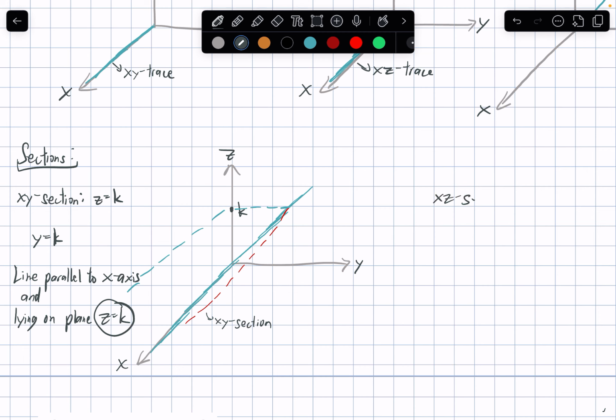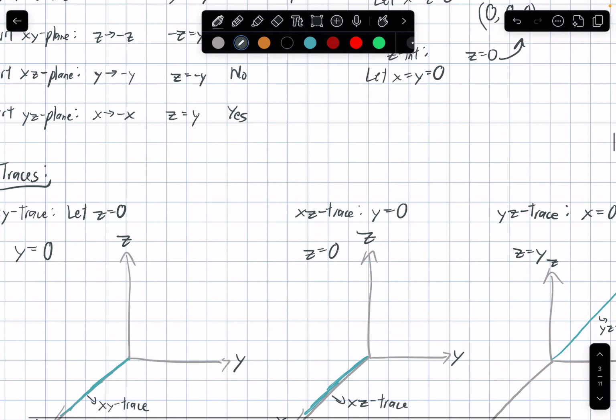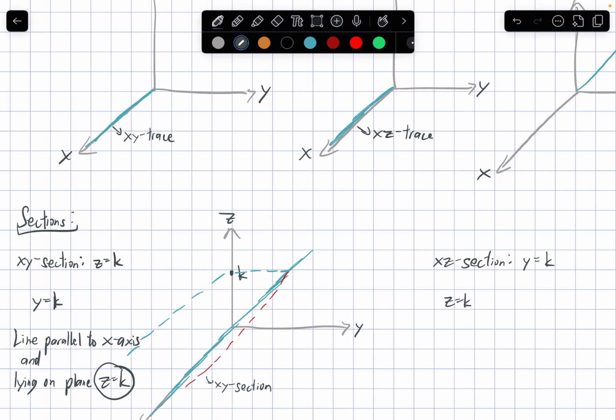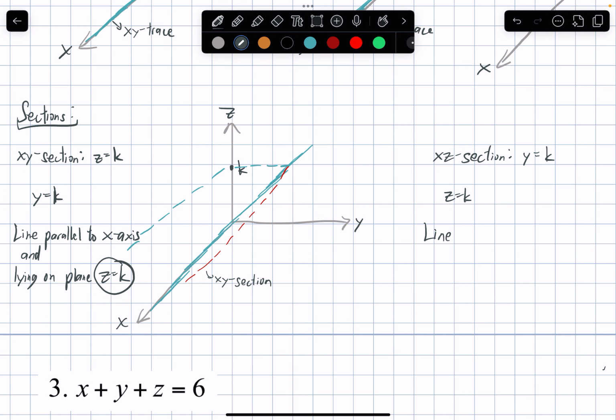Okay, now let's draw the XZ section. Y is equal to K. So Z is equal to K. This is a line parallel to what axis? We've been talking about z, right? So the variable not mentioned is x, so we put x-axis. And it is lying on the plane, just copy, y is equal to k.